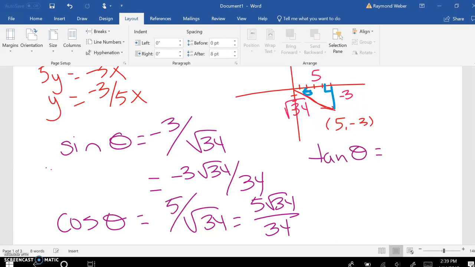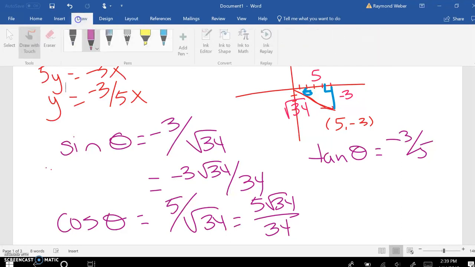Okay, then my tangent is going to be negative 3 over 5. I was literally in my head. I don't know the x's and the y's and stuff. I know the opposites and adjacents. I was doing that in my head. So anyways, this is negative 3/5.